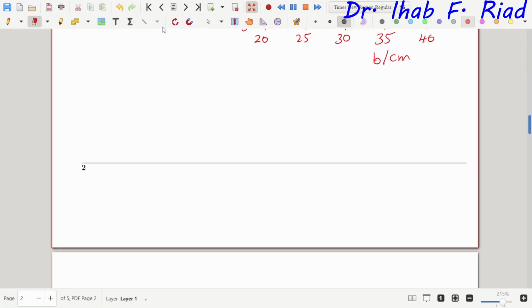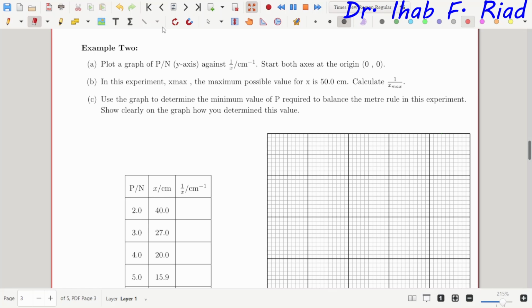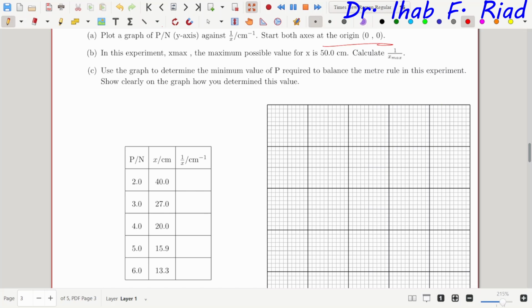Let us go and do example number 2. Plot a graph of P on the y-axis against 1 over x, centimeter minus 1, on the x-axis. Start both axes at 0, 0. In this example, he told us to start our axes at 0, 0. What we need to do first is to calculate 1 over x.